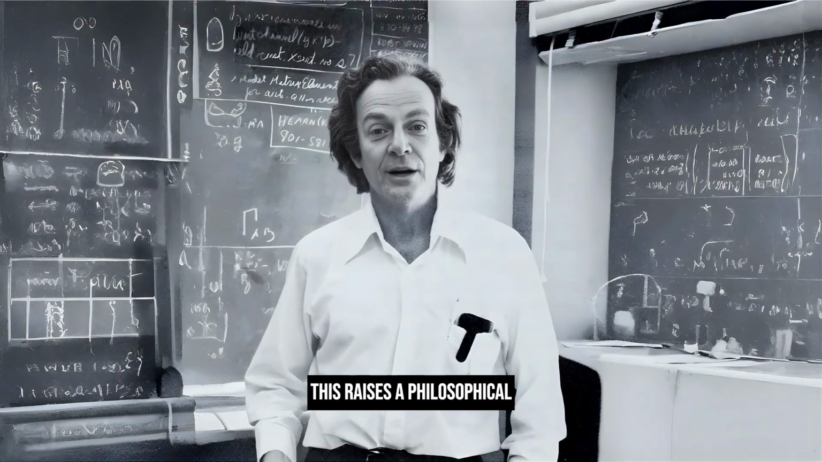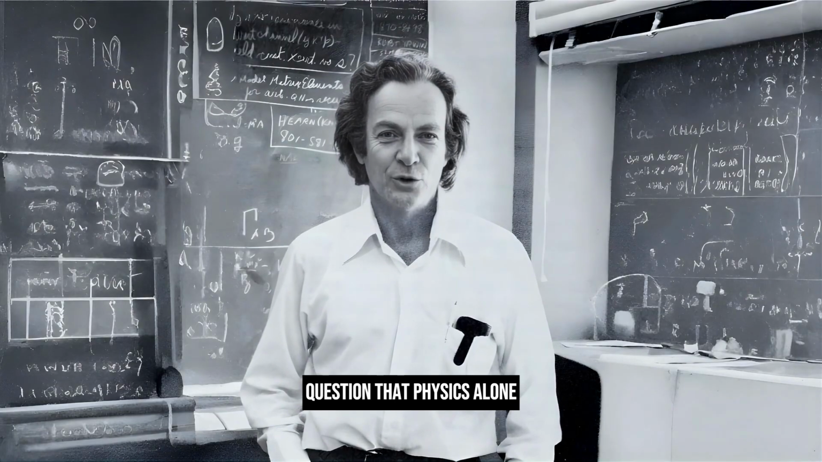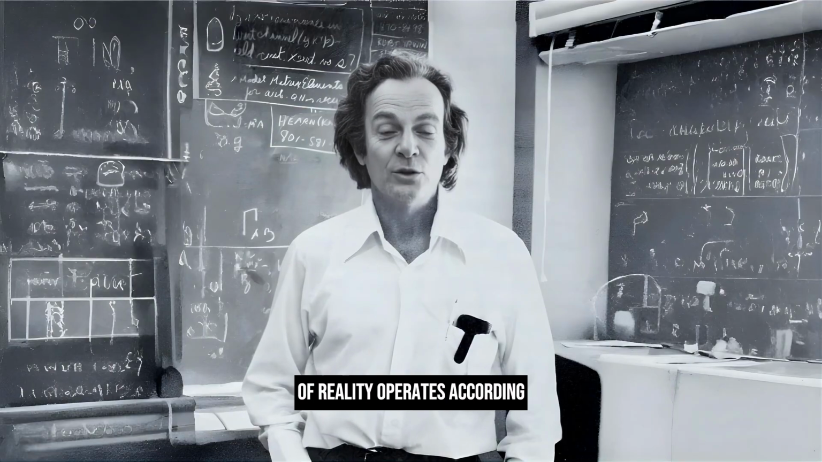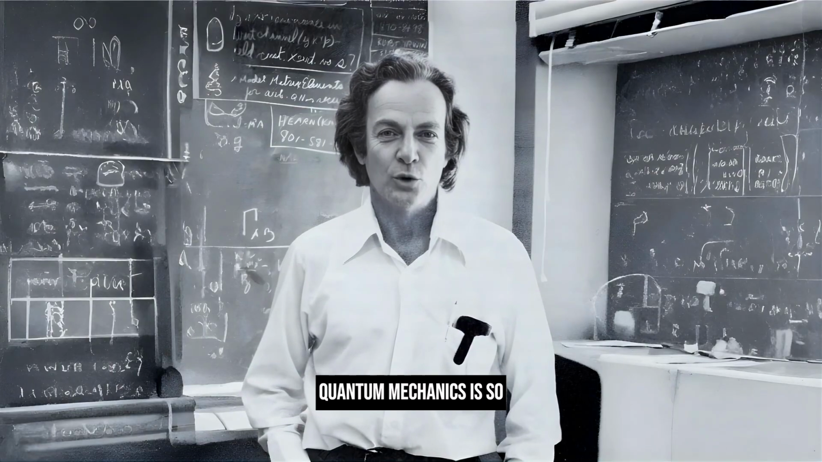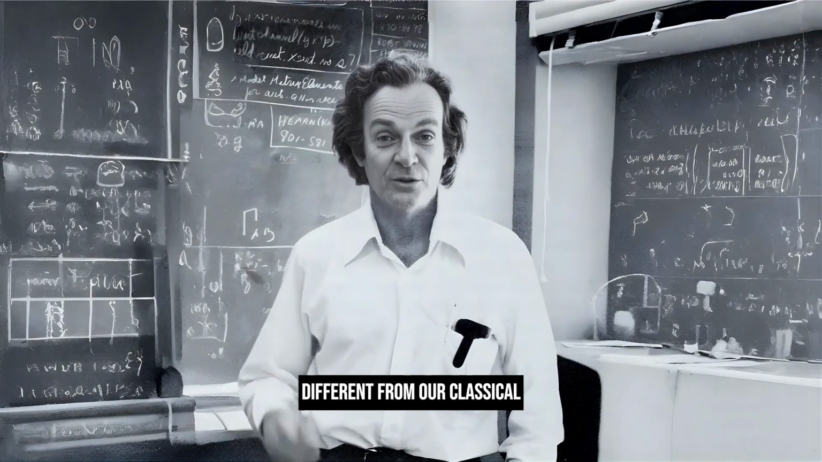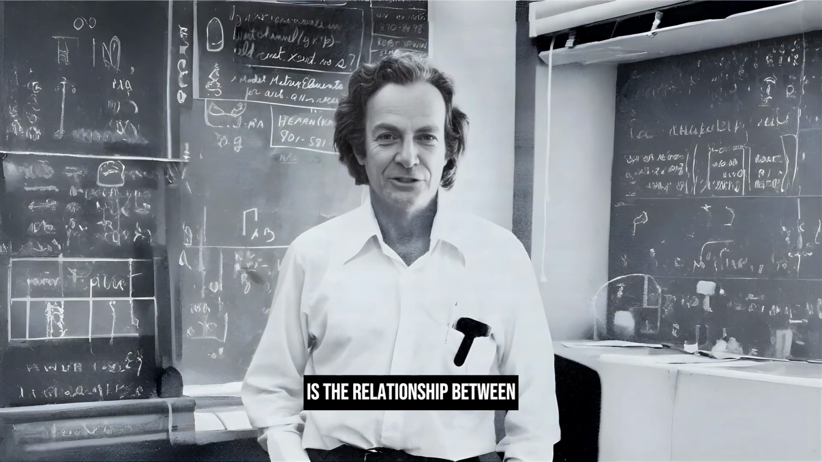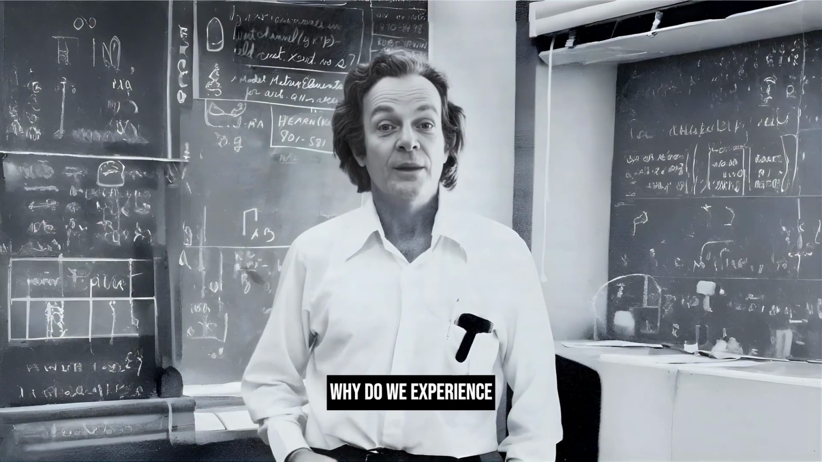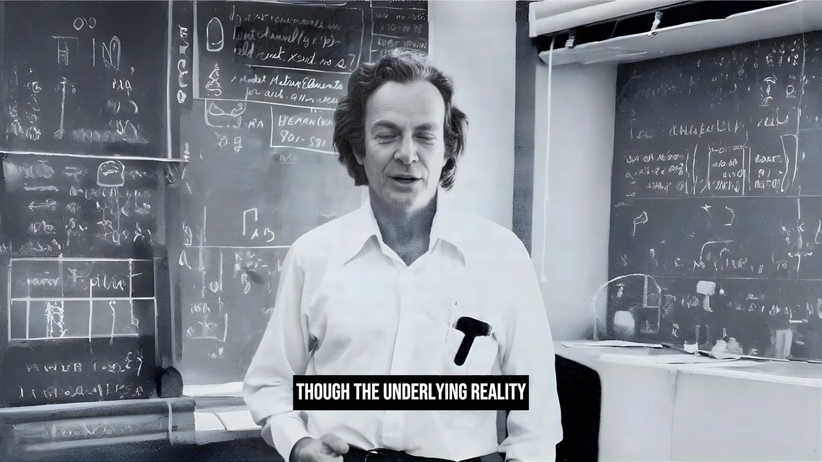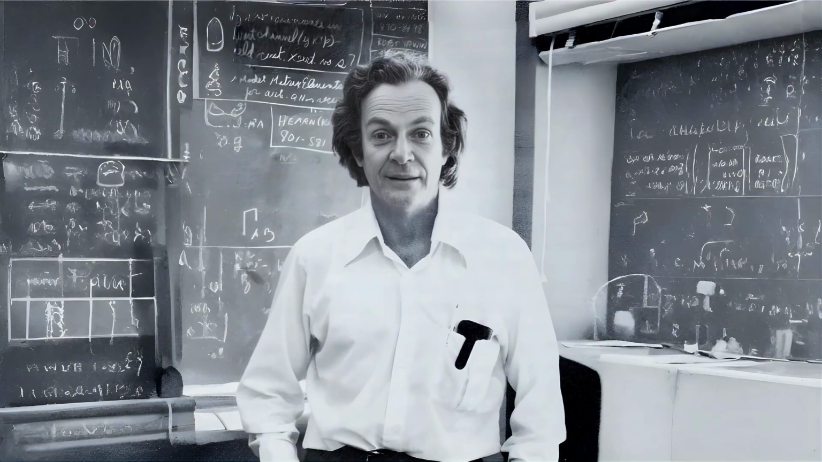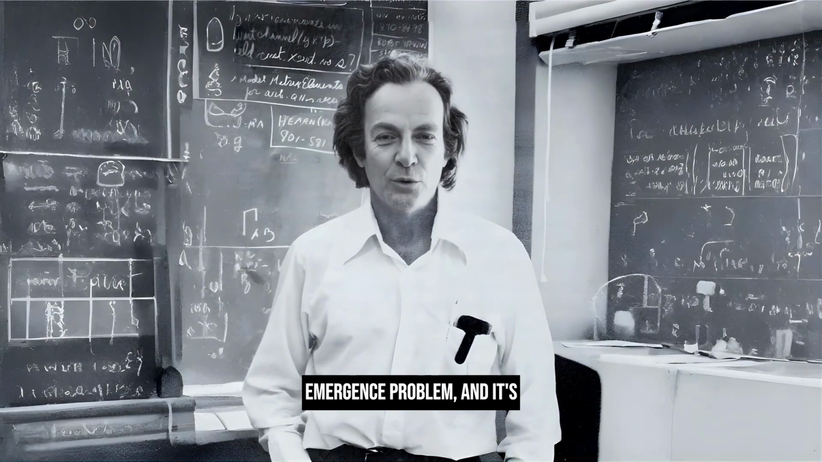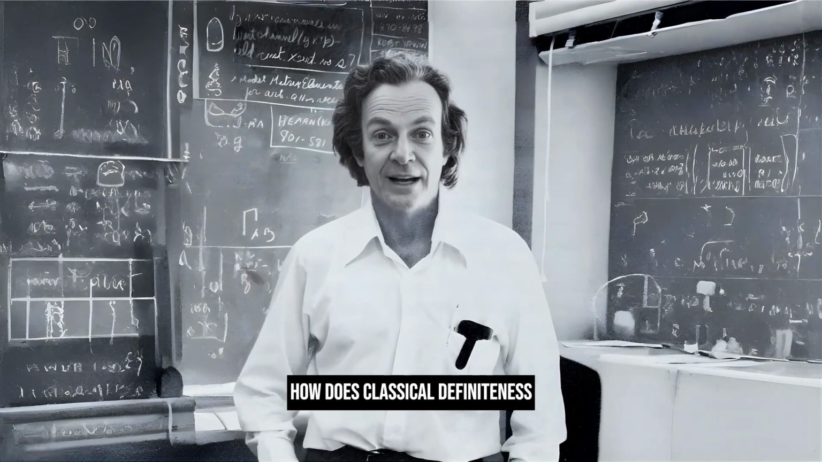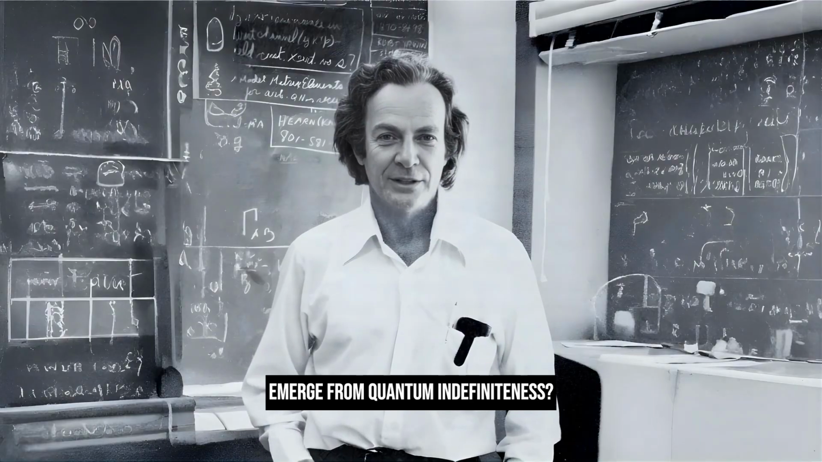This raises a philosophical question that physics alone can't answer. If the fundamental level of reality operates according to quantum mechanics, and quantum mechanics is so different from our classical experience, then what exactly is the relationship between the quantum and the classical? Why do we experience a definite world even though the underlying reality is indefinite? This is called the emergence problem, and it's related to the measurement problem but broader. How does classical definiteness emerge from quantum indefiniteness?